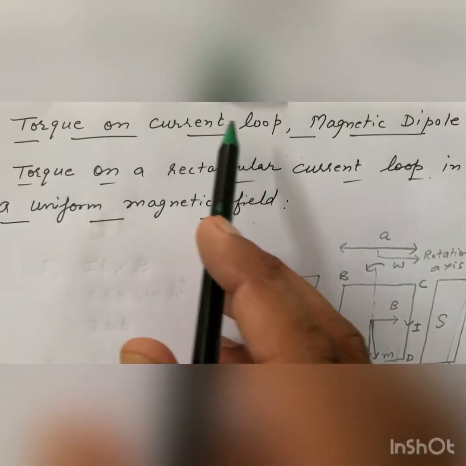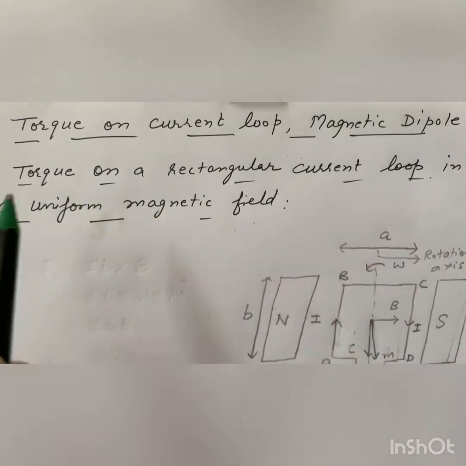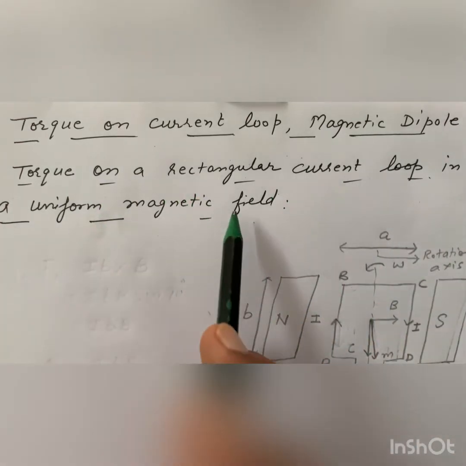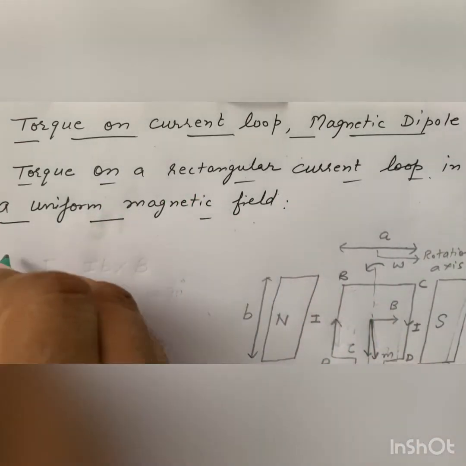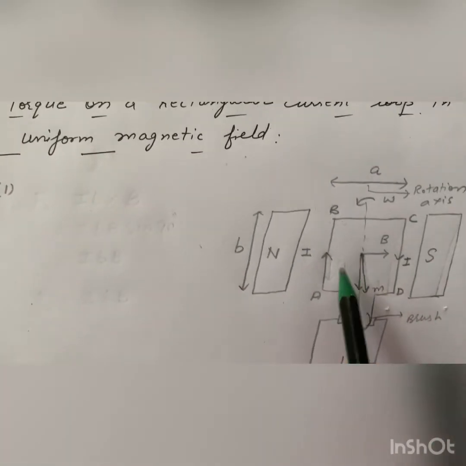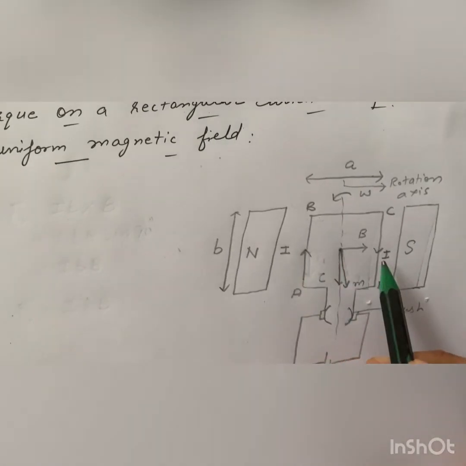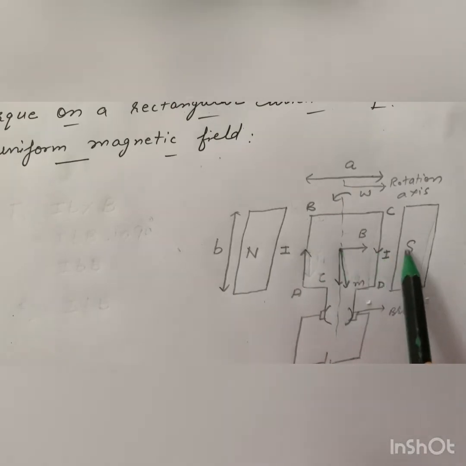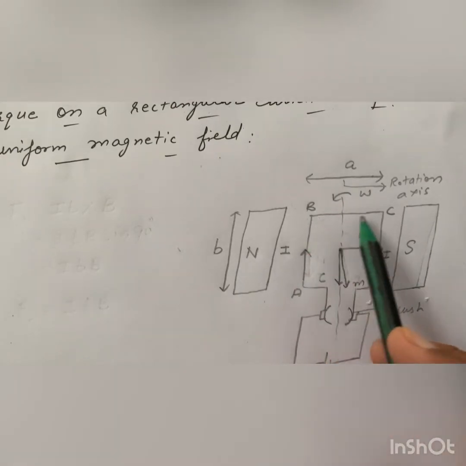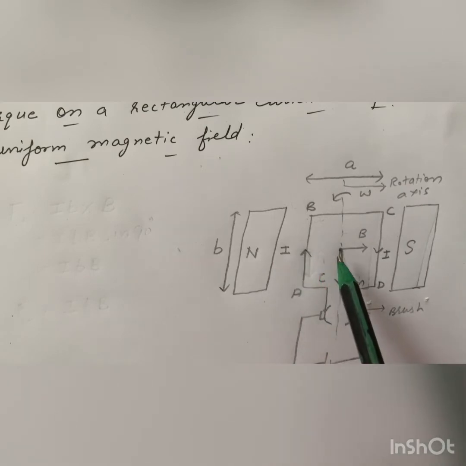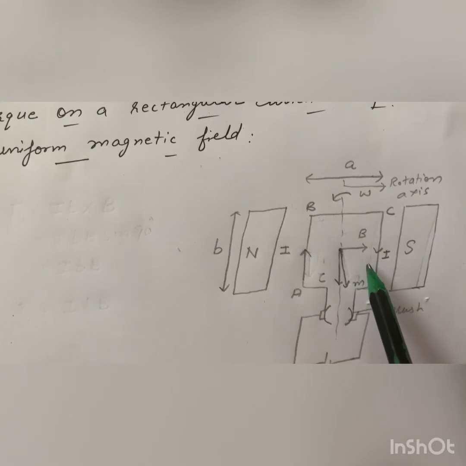Torque on a current loop, magnetic dipole. Torque on a rectangular current loop in a uniform magnetic field. Two cases are there. The first case is when the plane of the coil is along the direction of the magnetic field. Here the direction of the magnetic field is in this direction and the coil is placed here, so the magnetic field is along the plane of the coil.